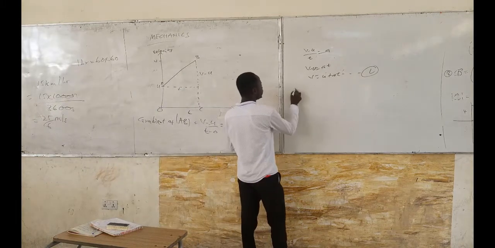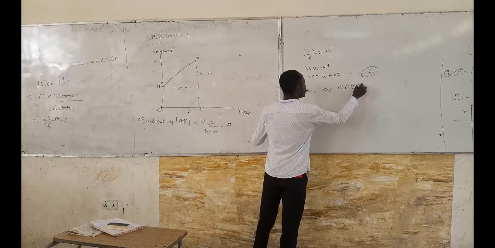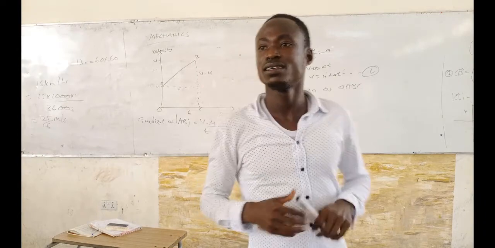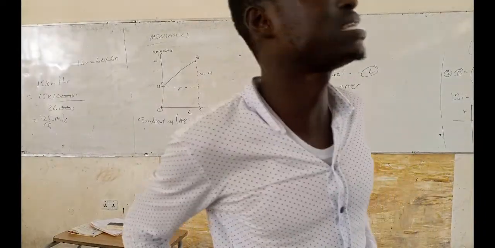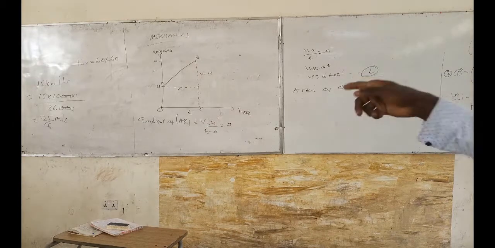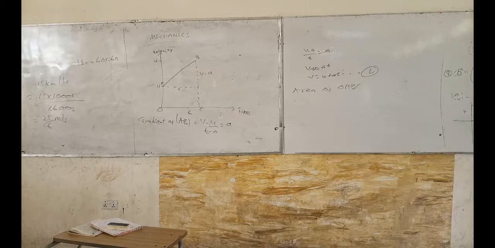So area of, and then we said that area under a velocity-time graph gives displacement. This is not the gradient of a velocity-time graph. The gradient will give you acceleration, but the area under a velocity-time graph gives displacement. You shouldn't forget some of these things. So we just proved that it shows displacement.